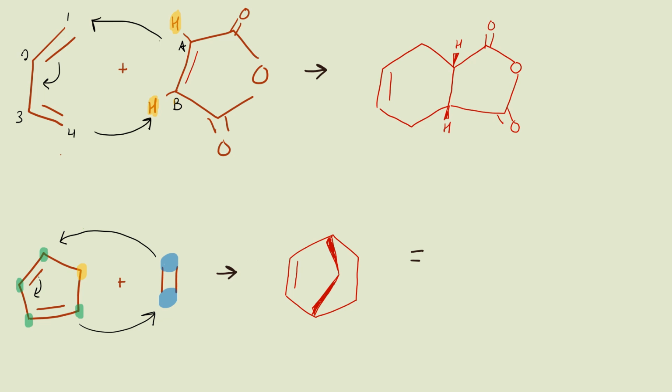Here is our product. These 4 carbons right here are from the diene, and these 2 are from the dienophile. This carbon in orange is facing us right here. This result can also be drawn in the chair conformation. Here are the carbons color-coded so you can see where they are.